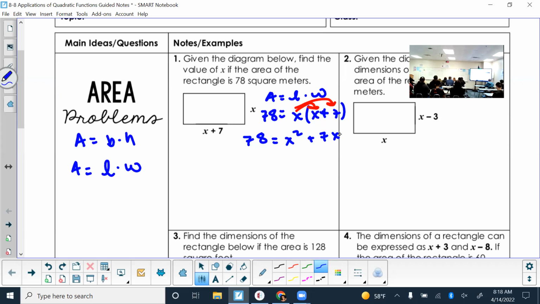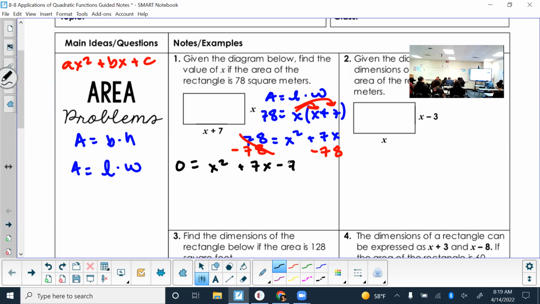But if we're doing it by quadratic formula, what form does this need to be in? And how can we make it standard form? Good. So this would be standard form. We need to move that 78. How do we move it? And whatever you do on one side of the equal sign. Good. There's no like terms on the right side. So I have x squared plus 7x minus 78.